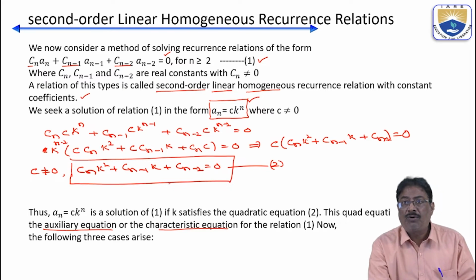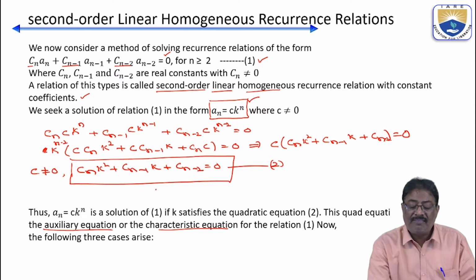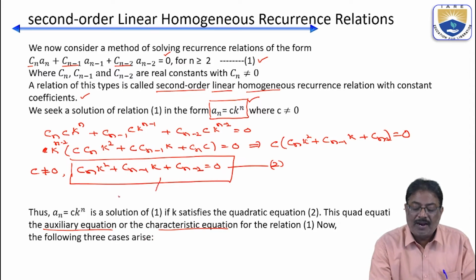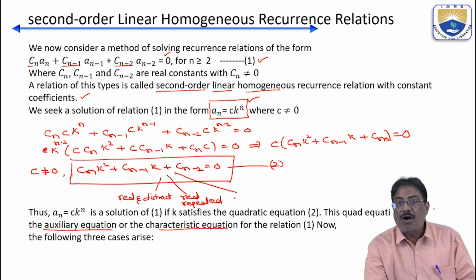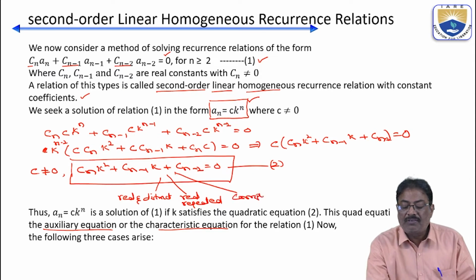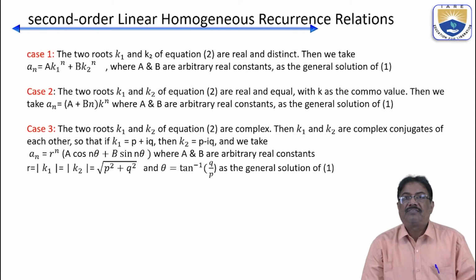Now we are going to find out the roots of this. If I find the roots, then three possible cases arise. One is that the roots are real and distinct. Then the roots are real and repeated. And then the roots are complex. So these are the three cases that exist, and we are going to discuss them one after the other.